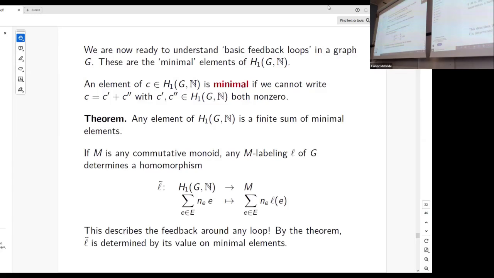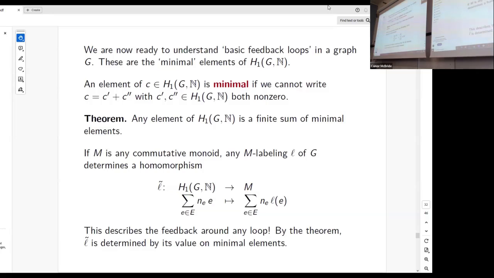So what does it have to do with feedback? Well, remember, if you have an M-labeled graph, that's the kind of thing where we want to be able to talk about the feedback around a feedback loop. And it turns out that if you have any M labeling of a graph, then you get a homomorphism L tilde from the first homology to that monoid. And what it does is it takes any element of the first homology, which remember is some linear combination of edges, and just maps it to the corresponding linear combination of the labels. So that tells you the feedback around a loop.